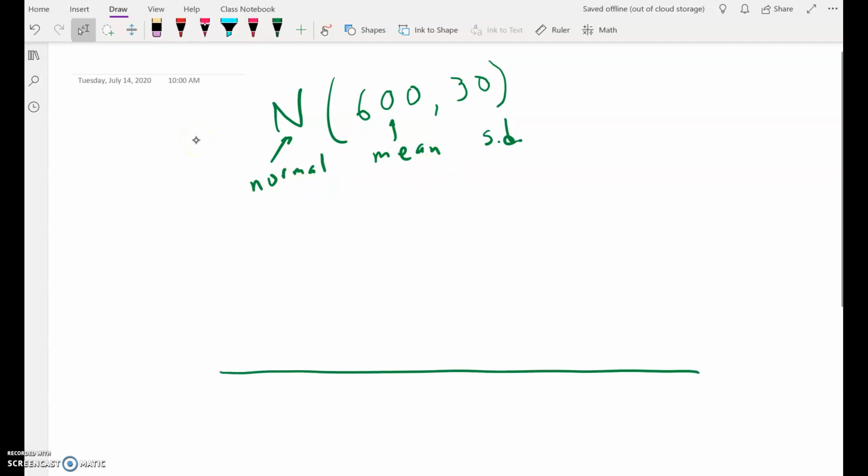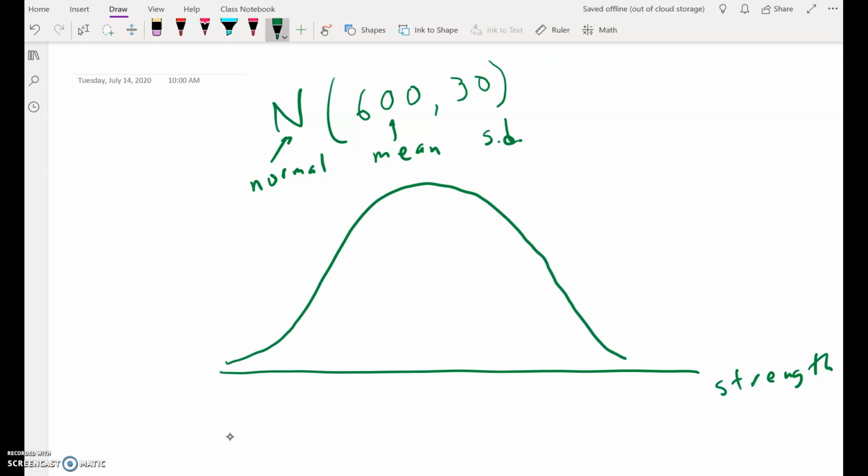Here's the x-axis, which is the shear strength. I'll just call it strength. And then draw your normal curve. By the way, when I'm grading tests, I'm not picky on how well you draw that bell-shaped curve. As long as it looks kind of like a bell, that's fine. It should rise slowly in the beginning, then pick up speed and get steeper, and then in the center it's going to turn and move down again. The center is the mean, 600.